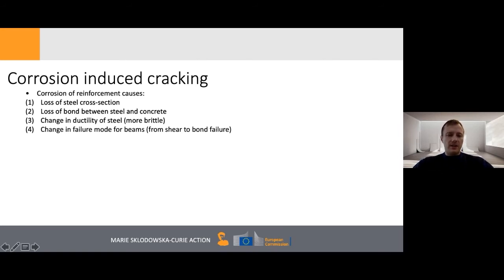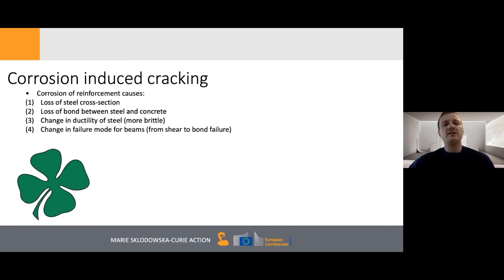However, the bond between steel and concrete can change, and that could be an important thing if corrosion occurs in the wrong place in your concrete element. The ductility of steel is changed because steel becomes more brittle. Steel that has some pits has more stress concentration, and the ductility changes, and that's an important problem because steel is there to make your reinforced concrete element more ductile, and if the steel becomes more brittle, that's a problem. And finally, for reinforced concrete beams, it's possible to change the failure mode completely from shear failure to bond failure. And these are all very important aspects and why we are interested in reinforcement corrosion. Not corrosion per se, but how that affects the load bearing capacity of our structure.